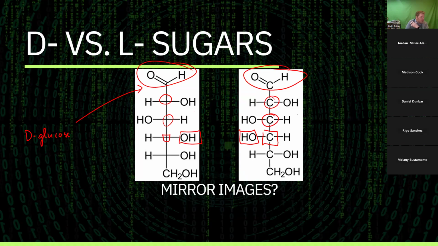Then carbon number 5 right here. We got OH on the right and OH on the right. Okay, and then this last one, that's identical. So how many hydroxide groups are on different sides when you compare these two molecules to one another?